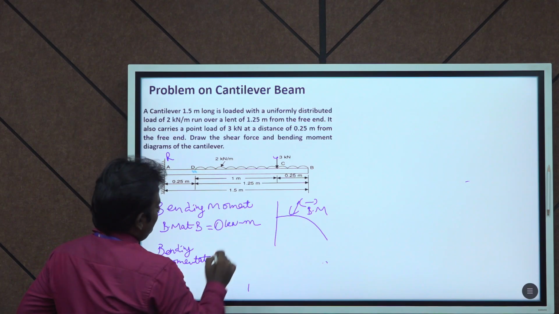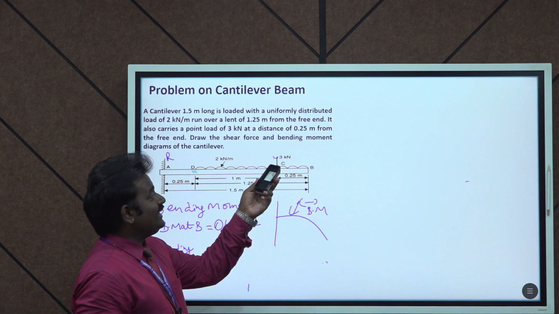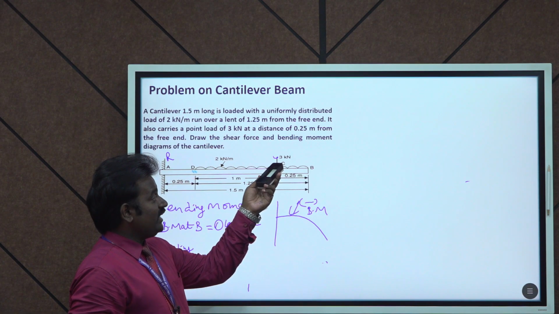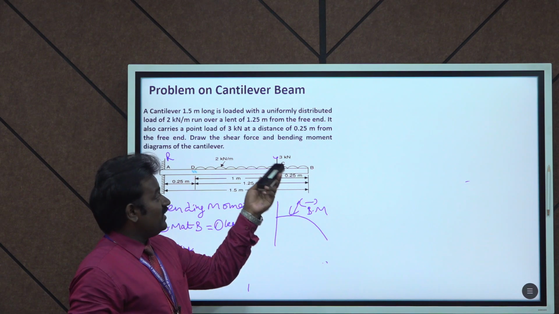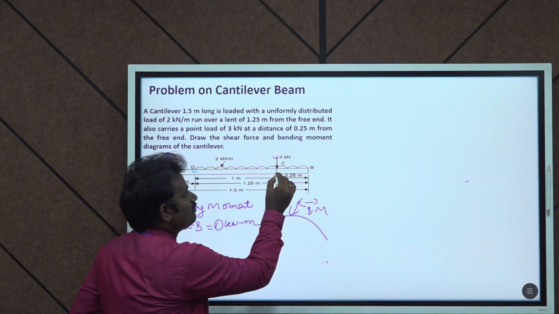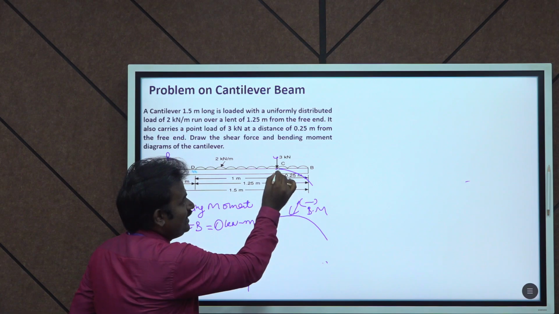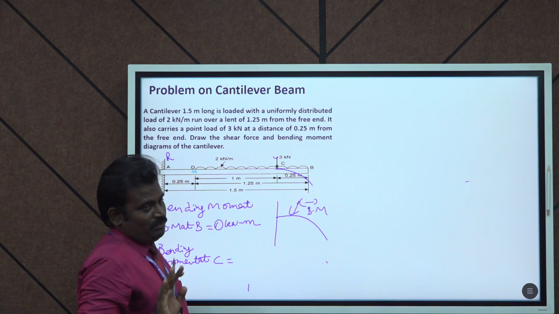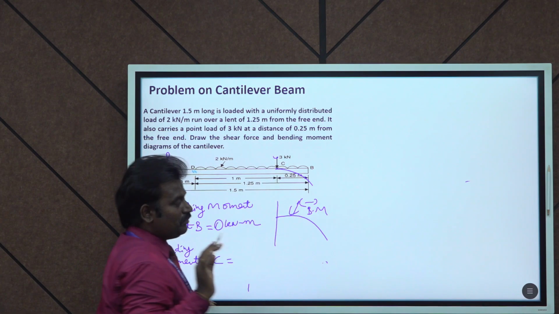Bending moment at C. Here we only consider the load acting on the right-hand side of the particular point. We don't consider the point load acting at that particular point, because the beam is bending like that. So we only consider the load acting on the right side of the particular point.